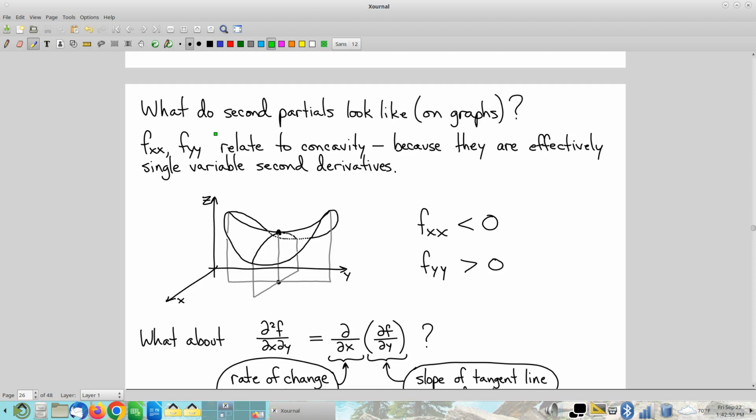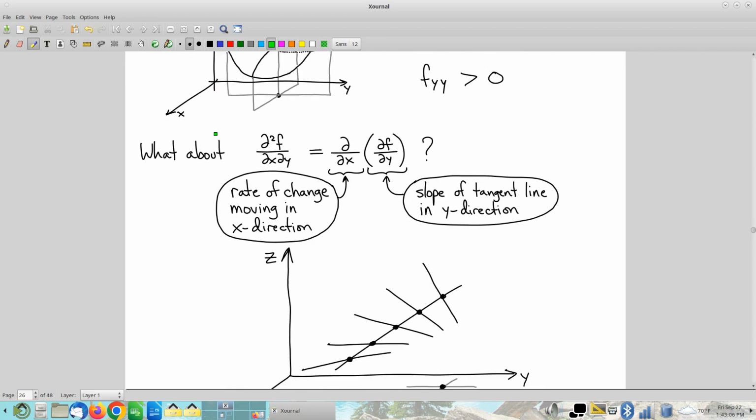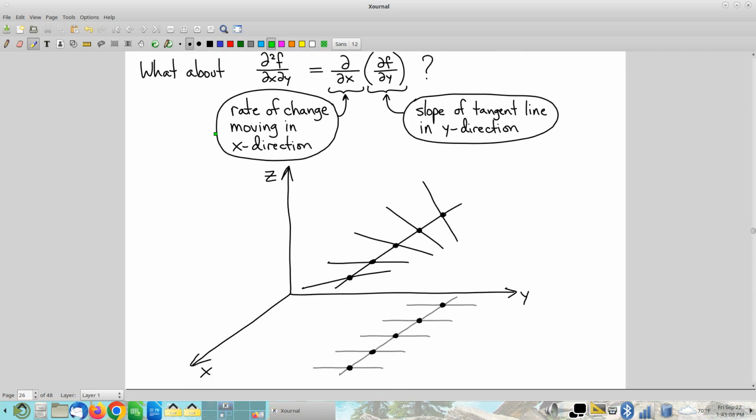So Pringles exist, and so you can have a situation where fxx is negative, fyy is positive, as we saw last time. So, a little bit weird. Okay, now here's where it gets tricky. And that is, how are we going to deal with mixed partials? How am I going to understand the x partial of the y partial?